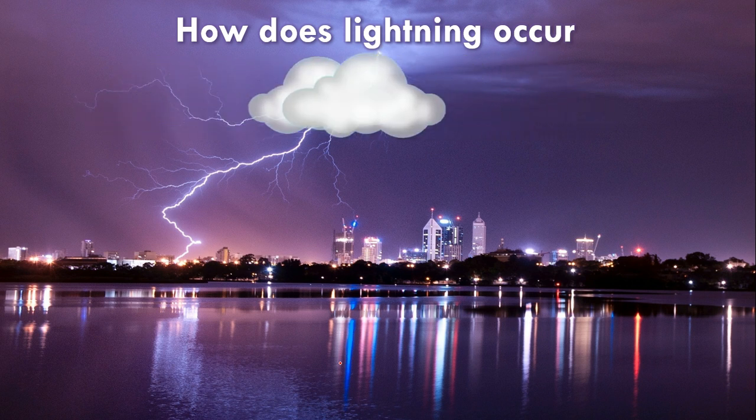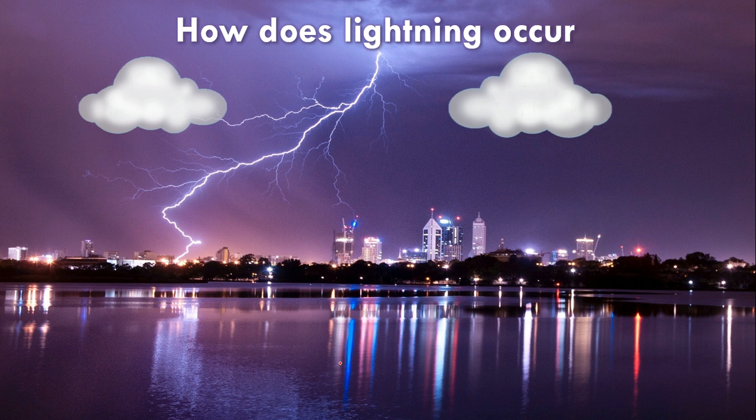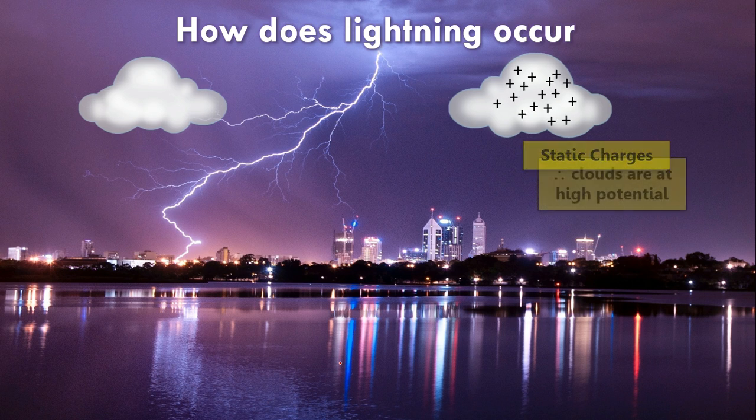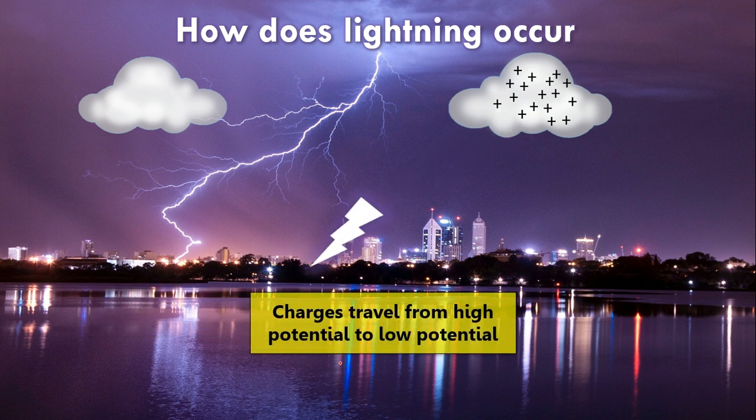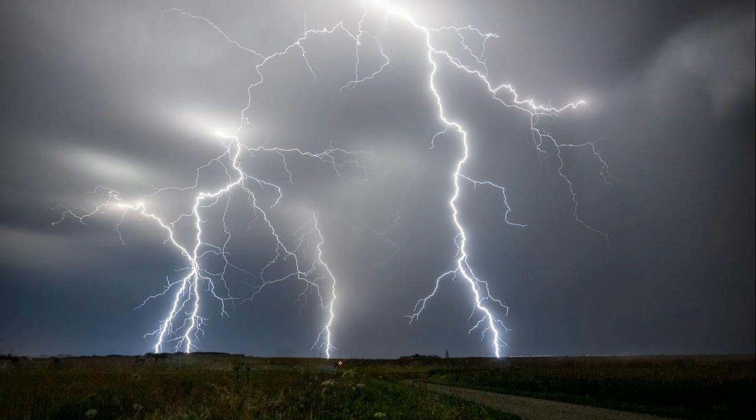Now you can see how lightning occurs. When clouds hit together, they are positively charged, static charge. Clouds are at a higher potential, and the earth is at a lower potential. We can say that earth is a zero potential body. When the clouds hit together, charge flows from higher potential to lower potential, that is from clouds to earth. Is it right? So that's why lightning occurs.